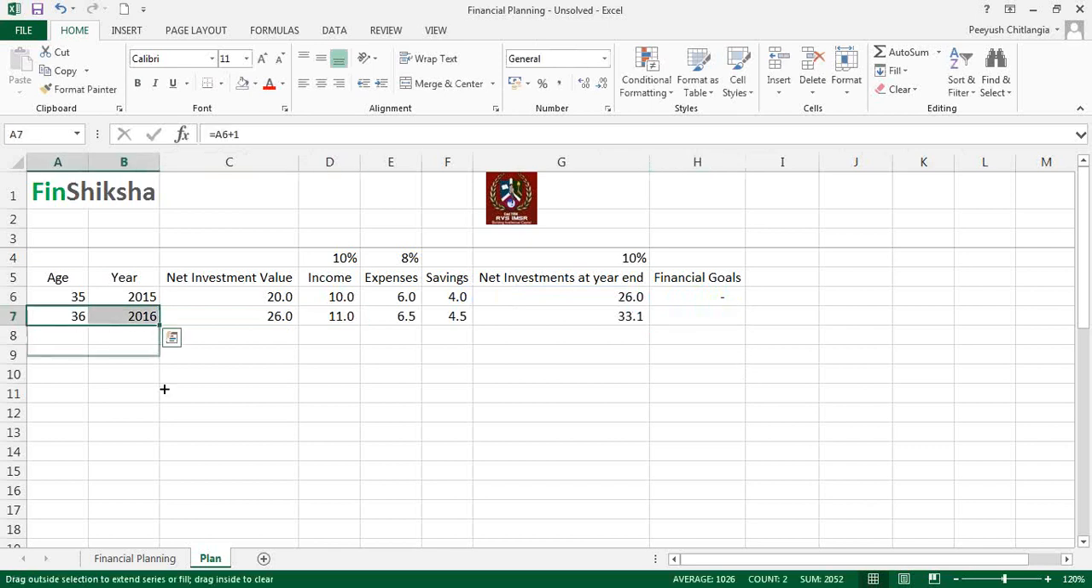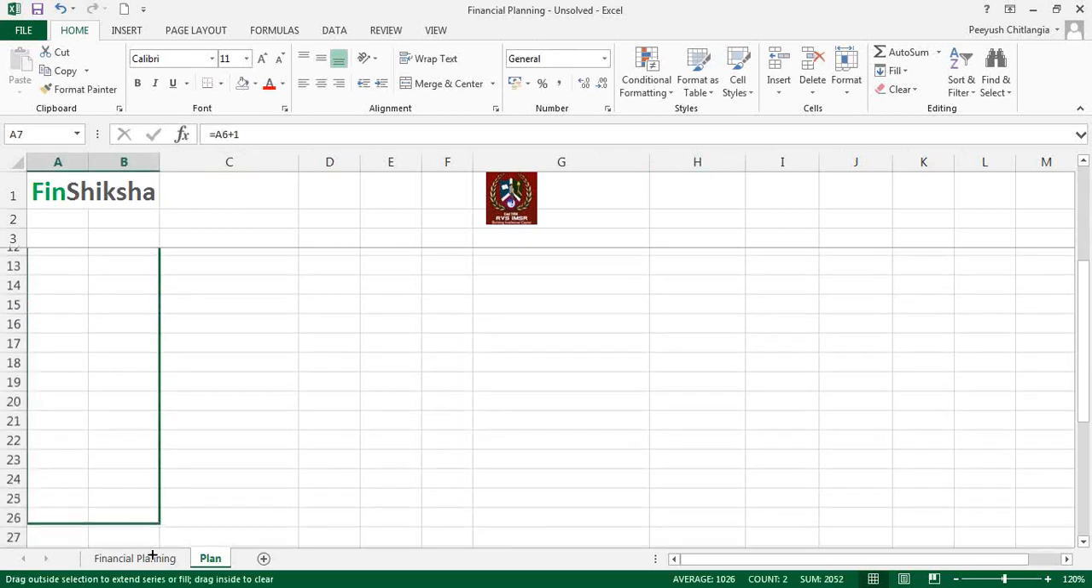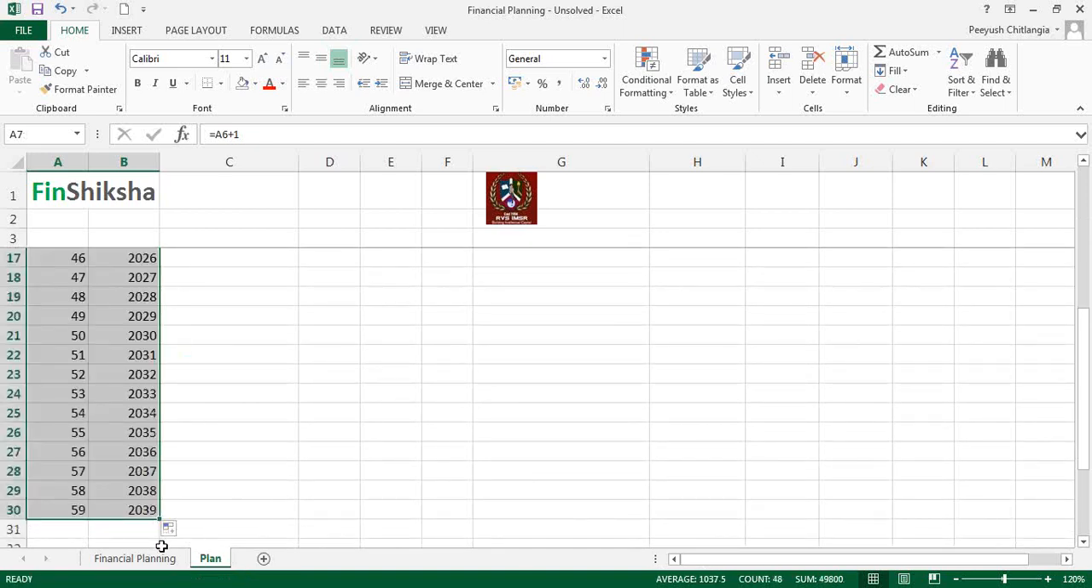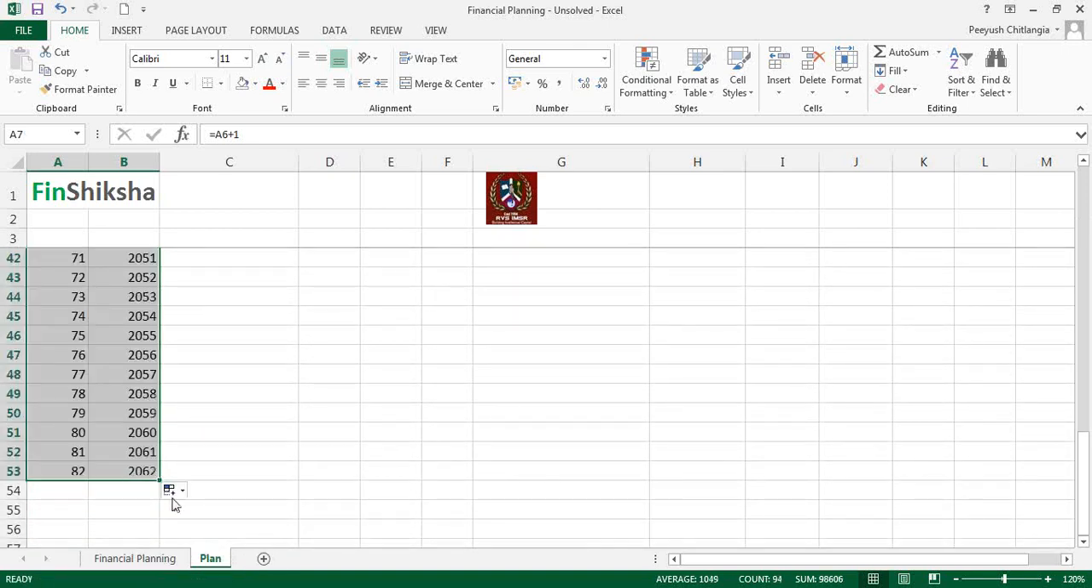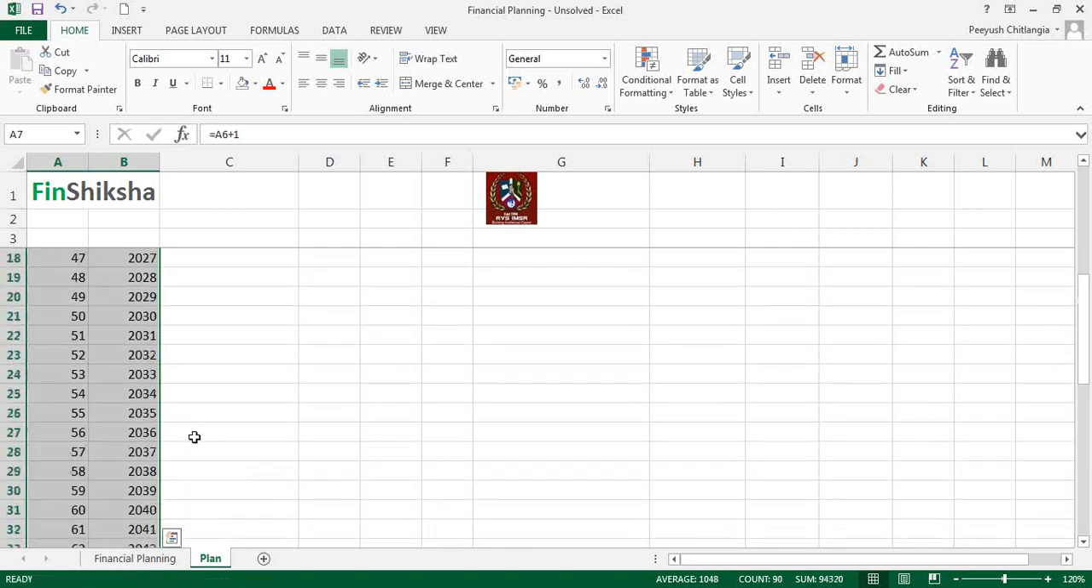Where does the financial goal come in, right? So let's drag this down first, all the way up to, let's say, the age of 60 for this person. So that's 60. And let's also drag it ahead. Let's assume a life expectancy of 80 or so. So we go all the way up to 80, correct?